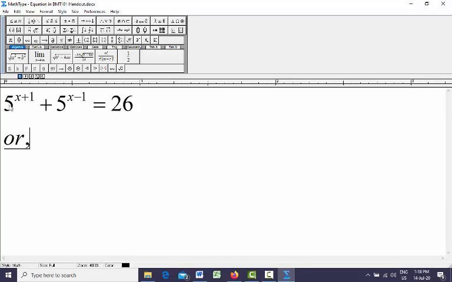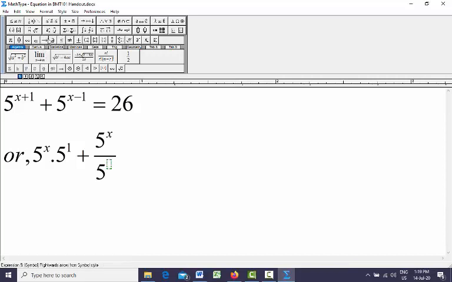First of all, we can write this 5 to the power x plus 1 as 5 to the power x into 5 to the power 1, plus, then again we can write it like 5 to the power x divided by 5 power 1, is equal to 26. So this way we can write it.